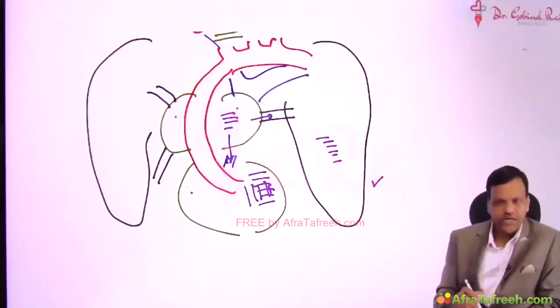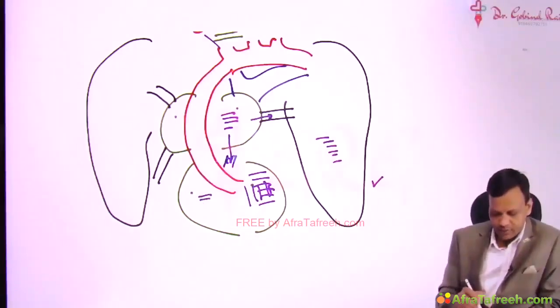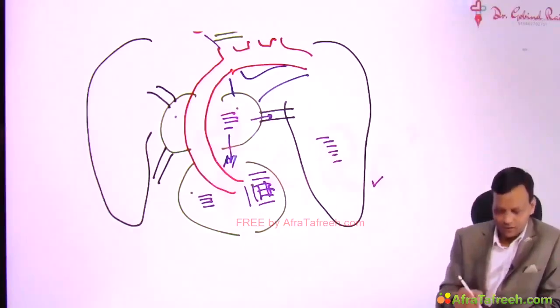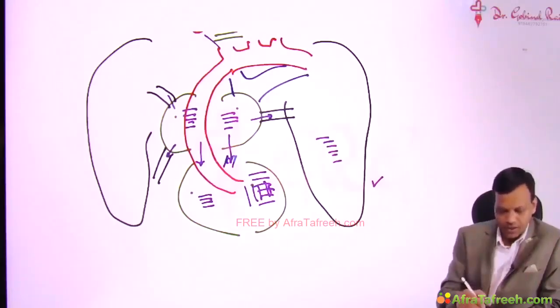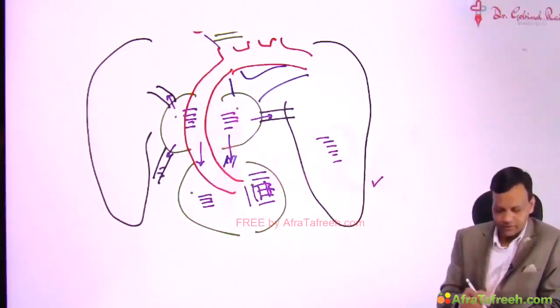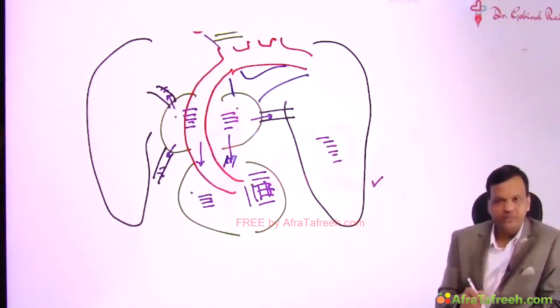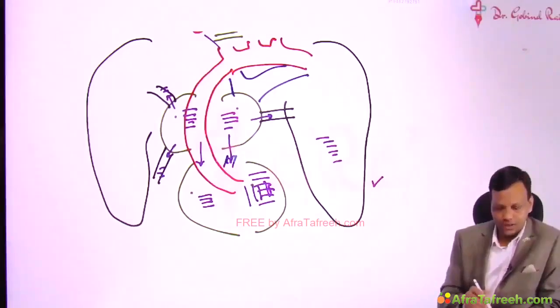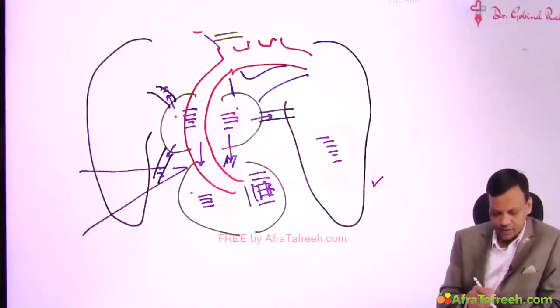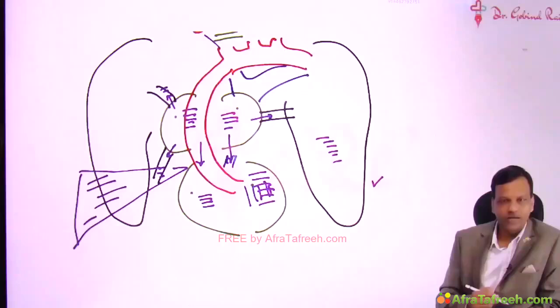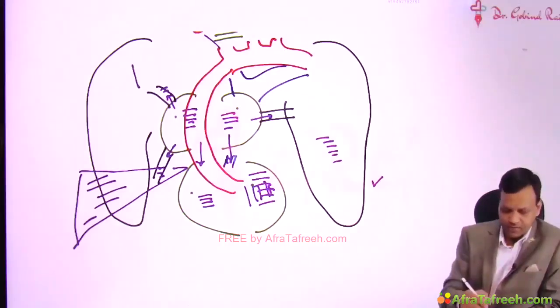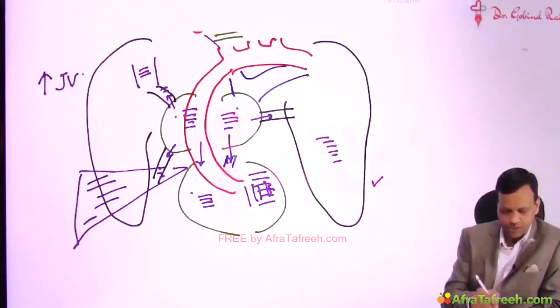Similarly, if right ventricle fails, the blood will accumulate in the right ventricle. It leads to accumulation of blood in the right atrium. Right atrium takes the blood from inferior and superior vena cava. It will accumulate there. Inferior vena cava takes the blood from the lower part of the body like liver. So blood will accumulate in the liver, leading to hepatomegaly, congestive hepatomegaly. Superior vena cava takes the blood from the jugular veins. So blood will accumulate here, resulting in increase in jugular venous pressure.